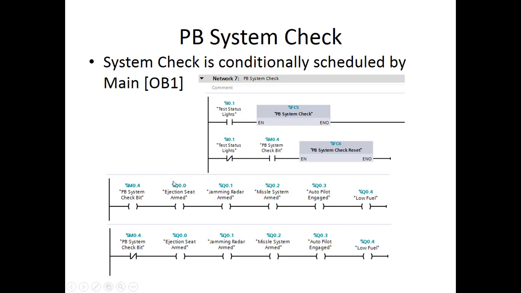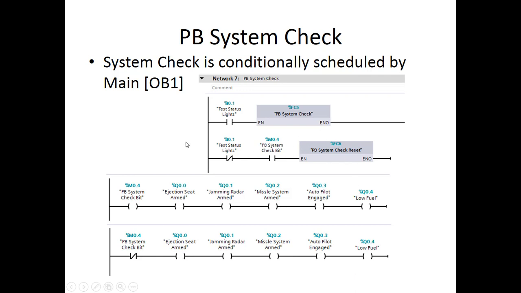So when we push the button, it was either going to turn all the lights on momentarily, and then when we let the button go, this was going to open, and it was going to turn them all off. So this was a way to check all the lights within the program. The difference here is that if we had a retentive light, such as the ejection seat armed, it would go on and then it would go all the way off. So we would have to rearm the ejection seat if we did it this way, okay?